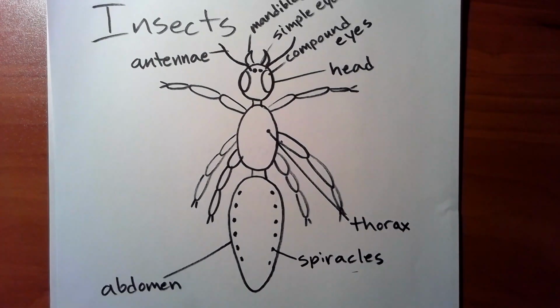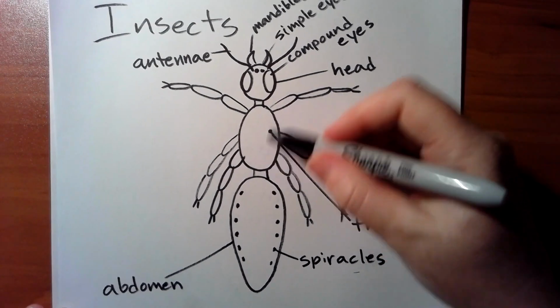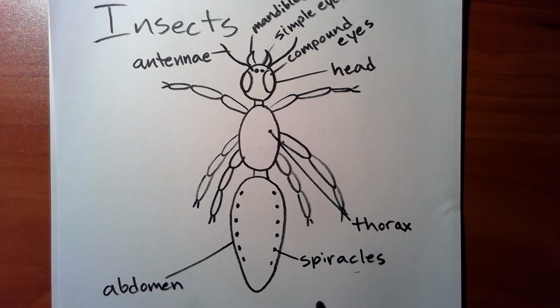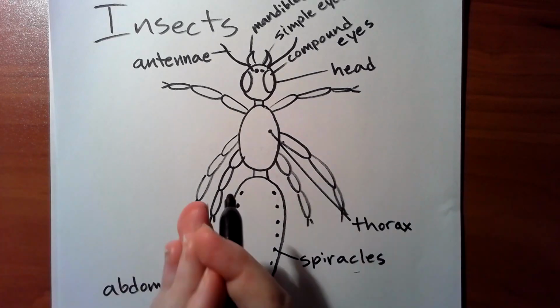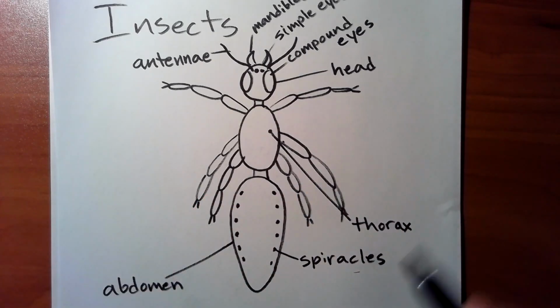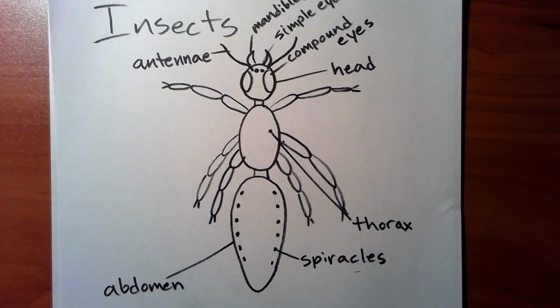Spiracles. These are actually where they breathe in, and they are usually found in the abdomen and thorax, because a lot of these animals have what are called book lungs, and they're called that because they look like books that open and close, kind of like accordions that are found inside.